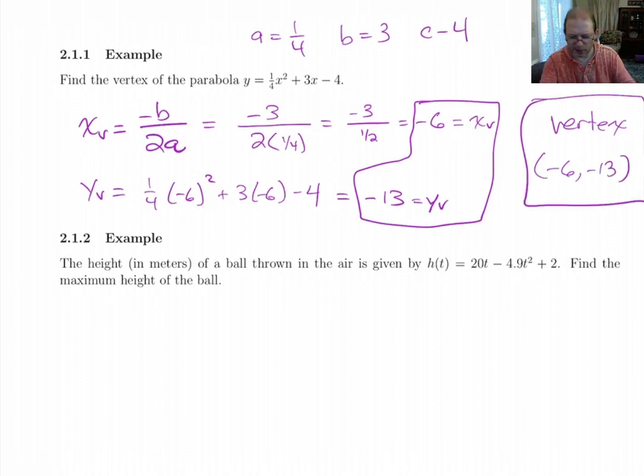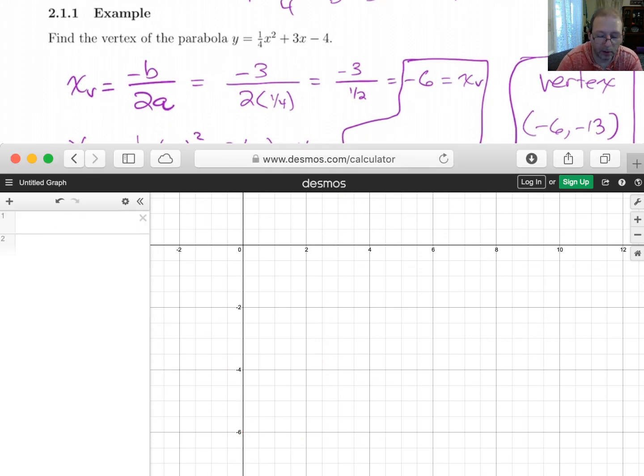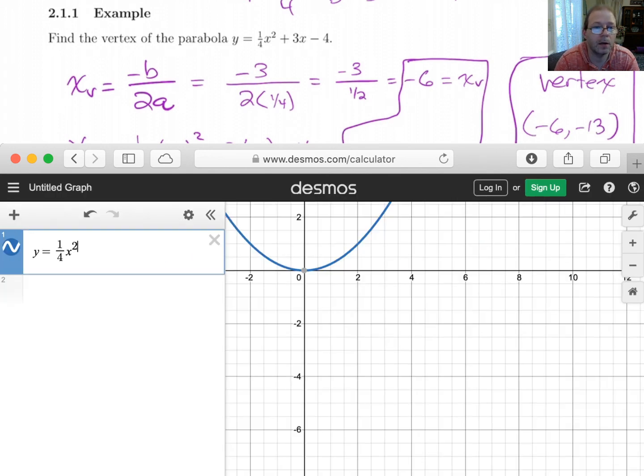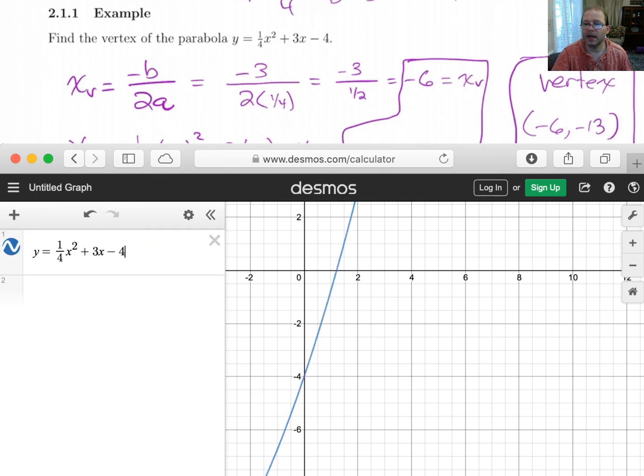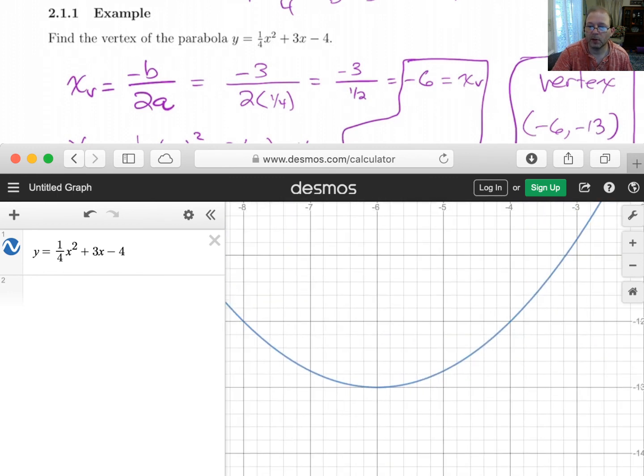And like always, I want to double check my answer. So let's throw it into Desmos real quick. All right, so my parabola is y equals 1/4 x squared plus 3x minus 4. So I get that, and if I zoom out and come over here and look at my vertex, sure enough, it's negative 6, negative 13.